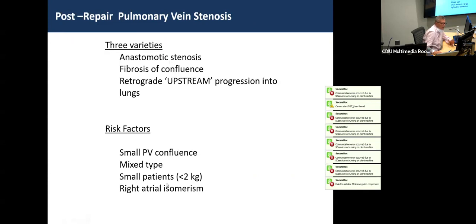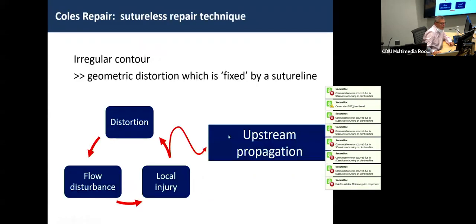So these are the risk factors that should give you an index of suspicion, if you will, that you may have post-repair pulmonary vein obstruction. Small patients less than 2 kilograms are a risk factor for everything in our business, right?